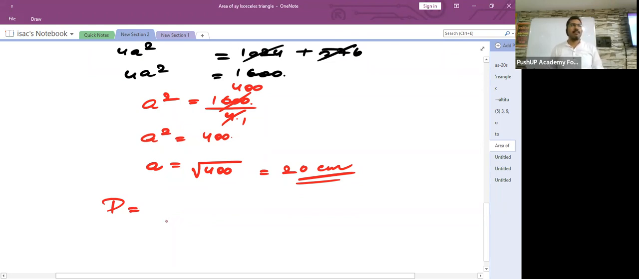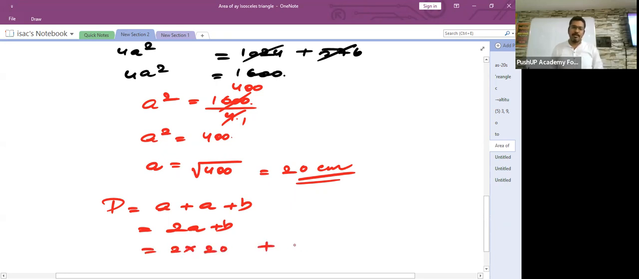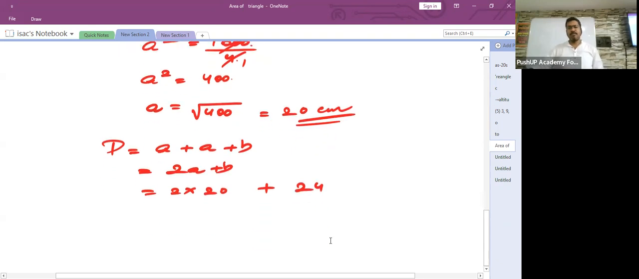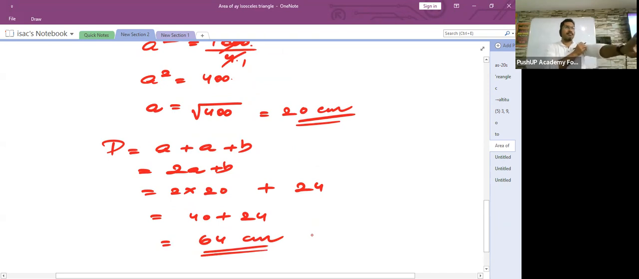Oh, 20 plus 20 plus 24, isn't it, children? Because it is A plus B. Otherwise, if you want to write the formula first, it should be 2A plus B, isn't it? The sum of the two equal sides plus the base of the triangle. So 2 into A is what? 20 plus base is what? 24. So it becomes 2 into 20 plus 24, which is 40 plus 24. And that is equal to 64 centimeters.